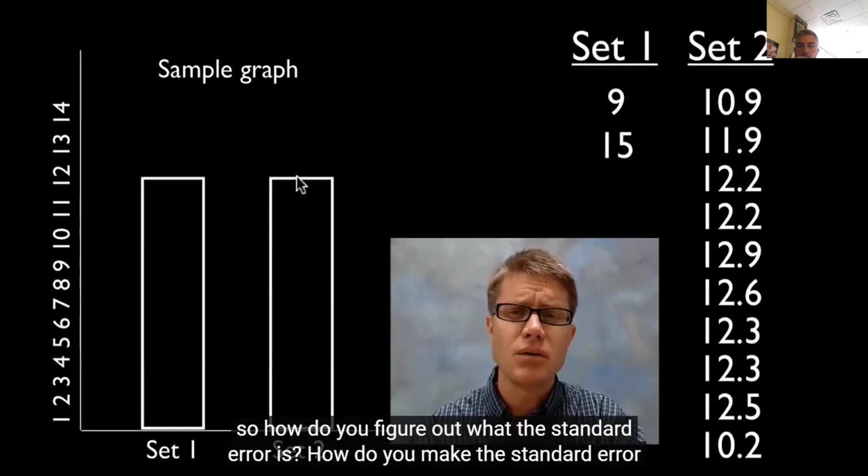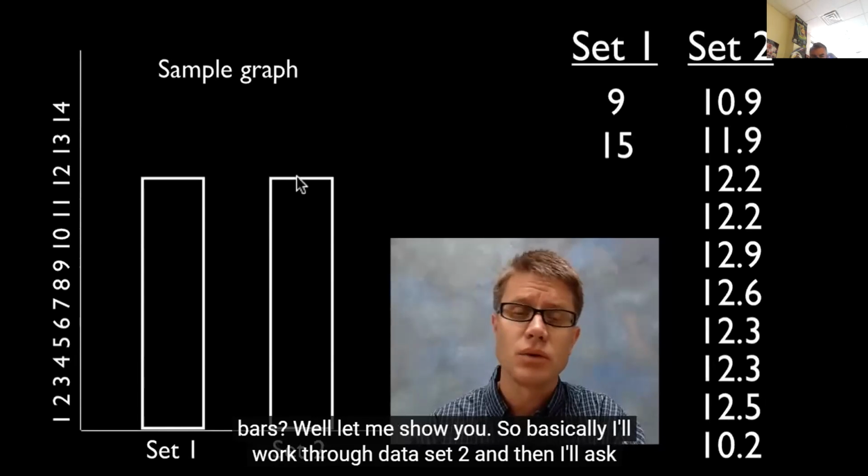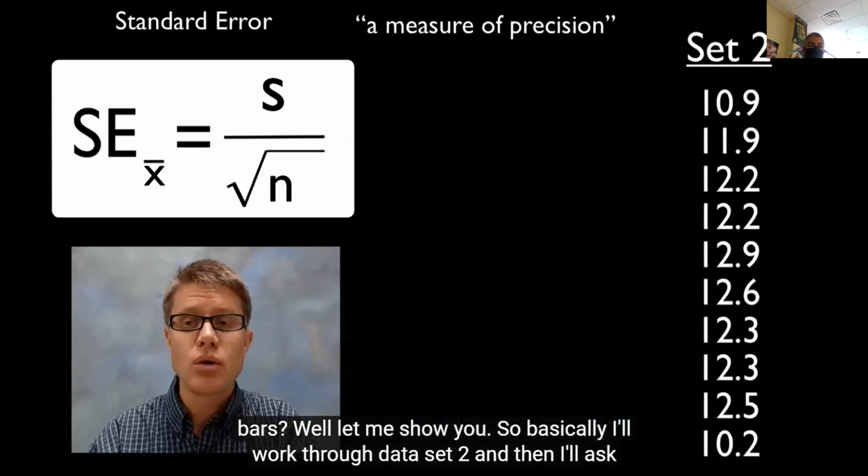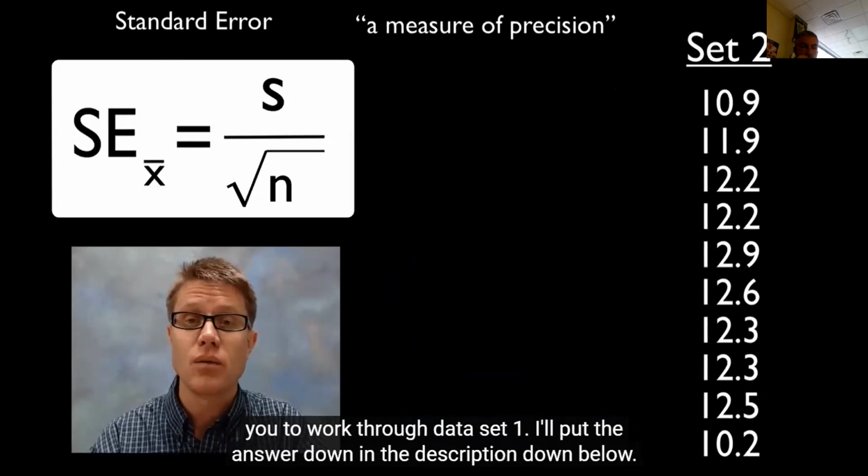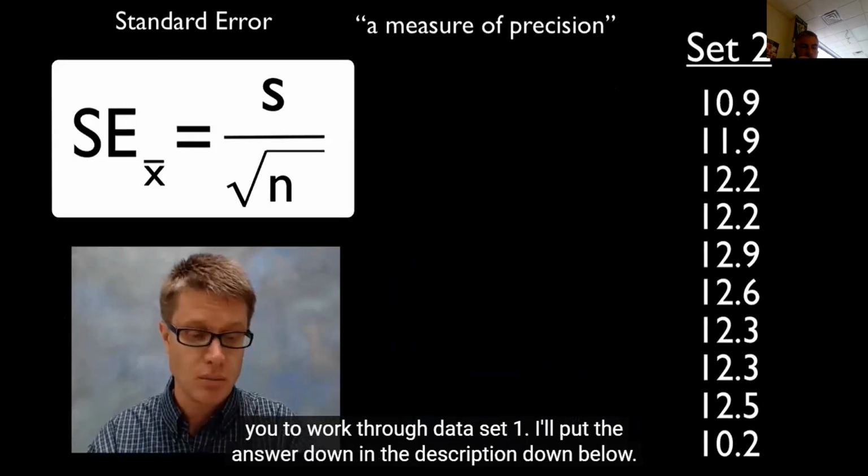And so how do you figure out what the standard error is? How do you make these standard error bars? Well, let me show you. So basically, I'll work through data set 2, and then I'll ask you to work through data set 1. I'll put the answer down in the description down below.